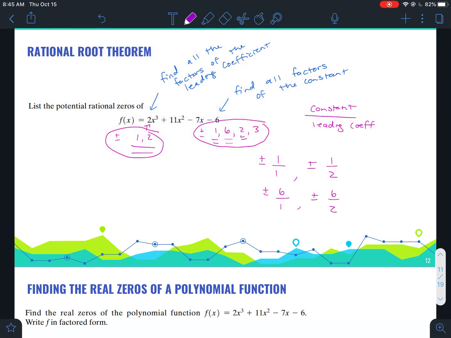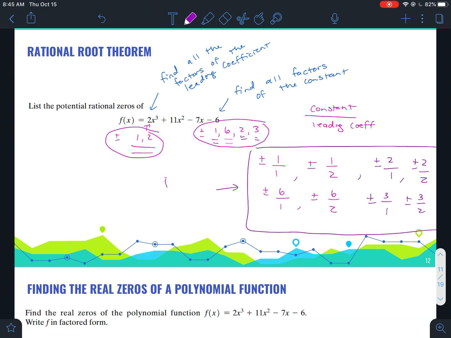All right, and now let's do the next one. So 2, so plus or minus 2 over 1 and plus or minus 2 over 2. And then we'll do 3. So it would be plus or minus 3 over 1 and plus or minus 3 over 2. So those are all of the possible rational zeros, meaning you can write them as a fraction, zeros of f of x.